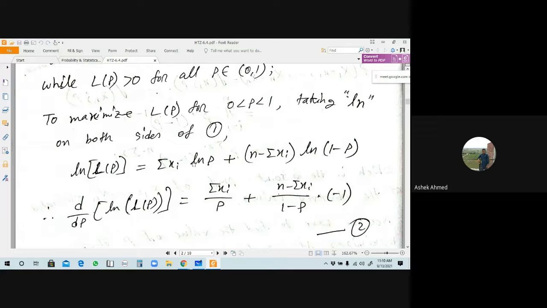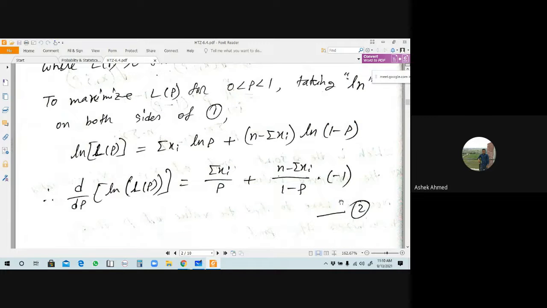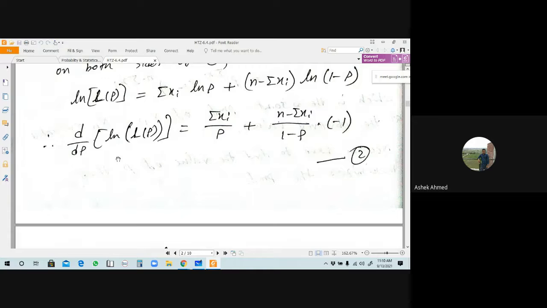So we know that the derivative of ln p is 1 by p, n minus summation of xi is constant, and the derivative of ln(1 minus p) is 1 by 1 minus p, and if you differentiate 1 minus p, that will be minus 1. This will be the first derivative of the log likelihood.